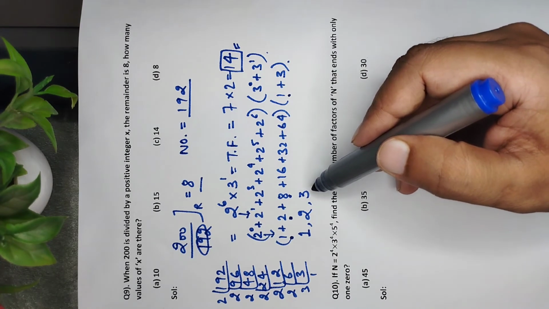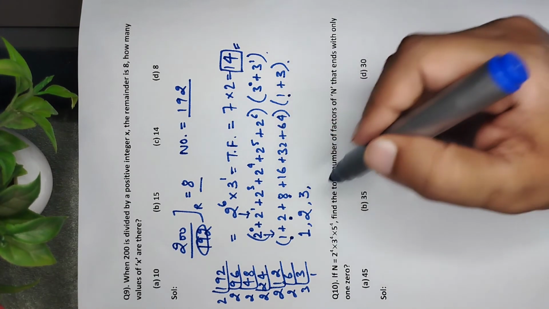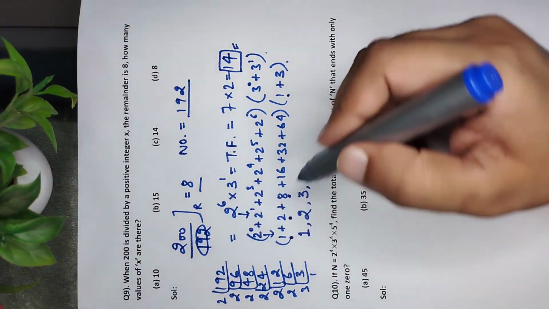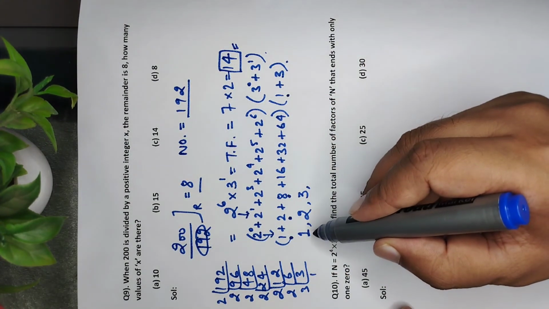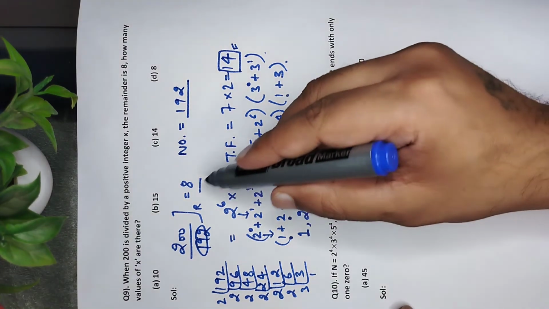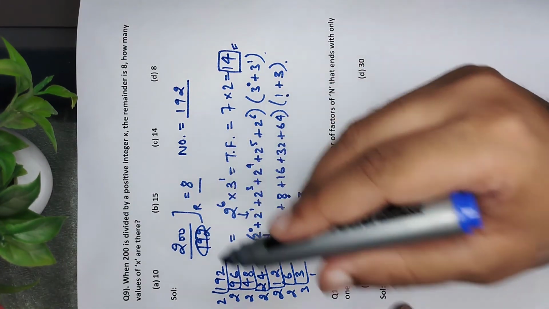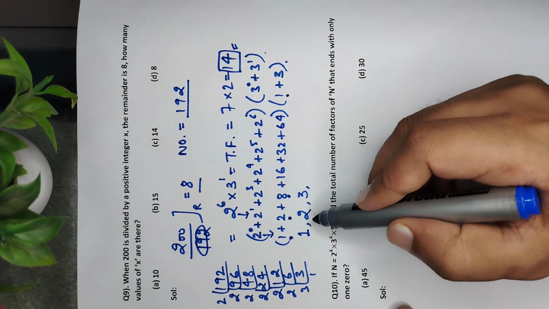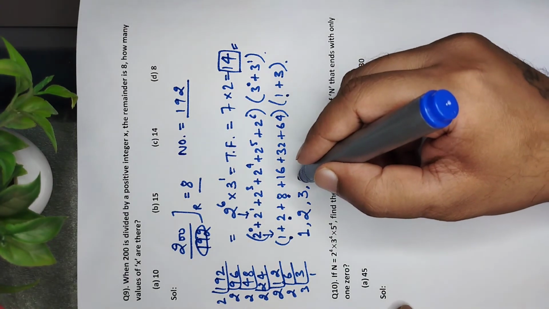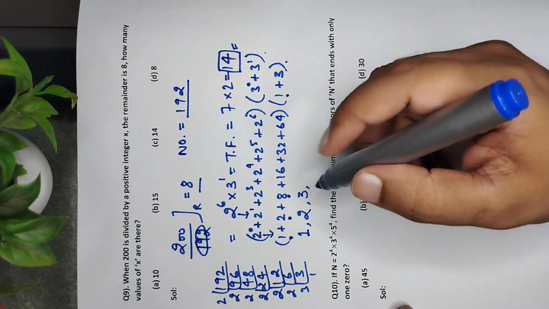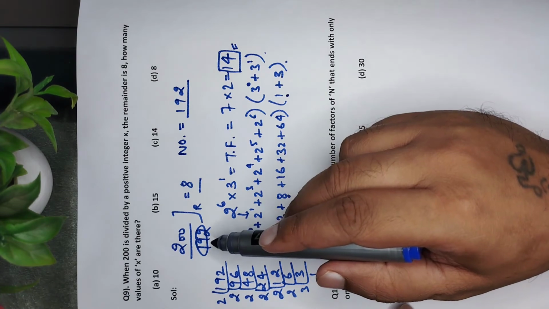Then how will it give a remainder bigger than itself? Similarly, another factor of 200 is 4. We have to count these numbers from 1 till 8, and then eliminate such kind of numbers. 1, 2, 3, then another number is 4. Now just see whether 4 is a factor of 192 or not.